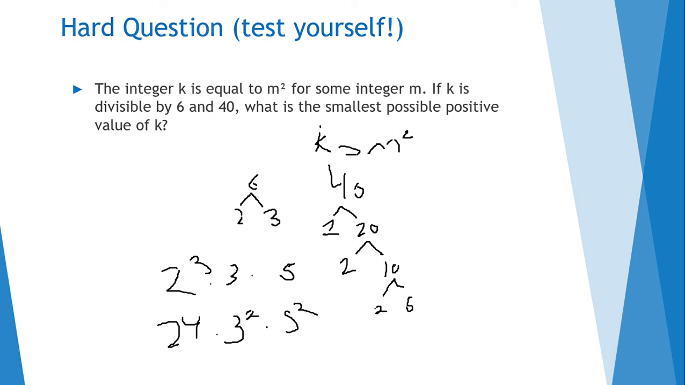So 2 to the power of 4 is 16, 3 to the power of 2 is 9, and 5 to the power of 2 is 25. So if we multiply this all together, you can obviously do this on your calculator or just by hand, but I know the answer is 3,600. So that would be the way that we would find the smallest possible positive value of k if k is a perfect square. We would just increment all of these primes.